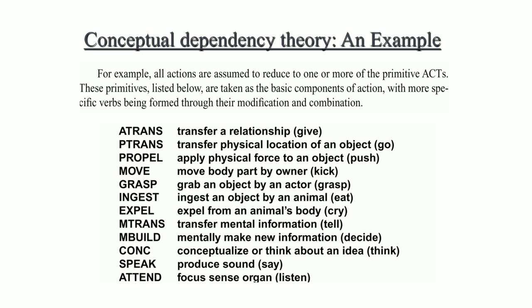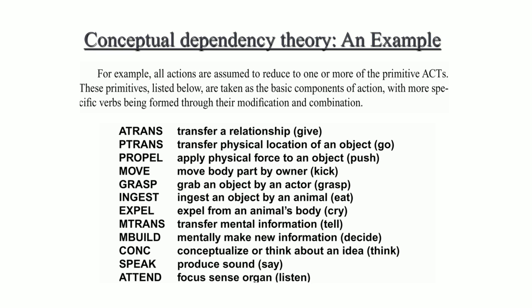The next part is conceptual dependency. This is another method to represent knowledge. There are some primitives: ATRANS, PTRANS, PROPEL, MOVE, GRASP, INGEST, EXPEL, MTRANS, EMBED, CONC, SPEAK, ATTEND. For example, ATRANS is transfer of a relationship, that is give. John gives a book to Mary.